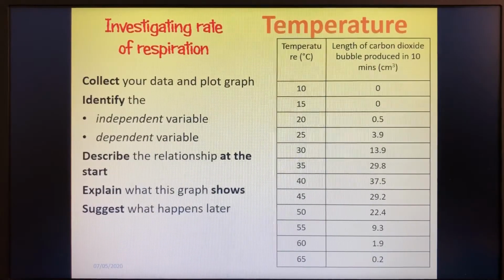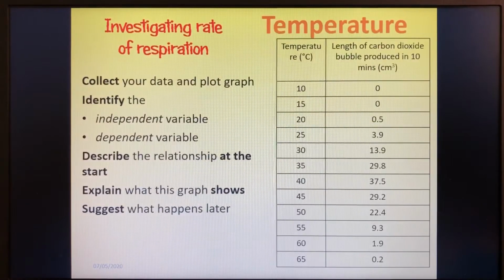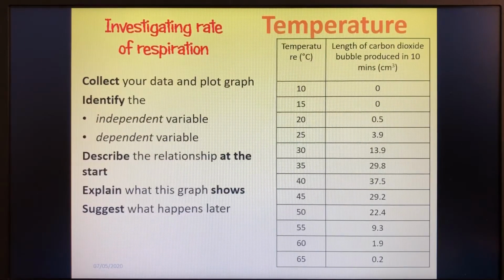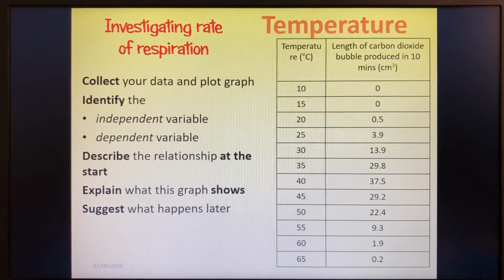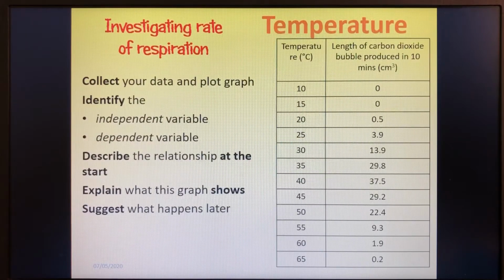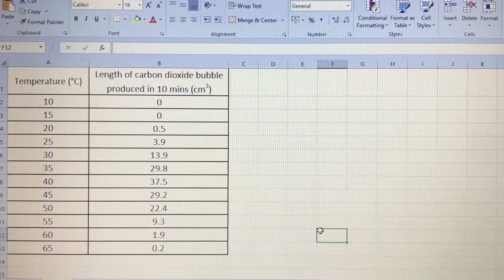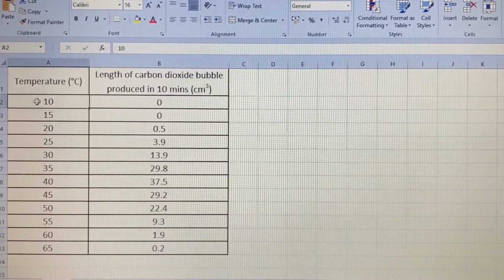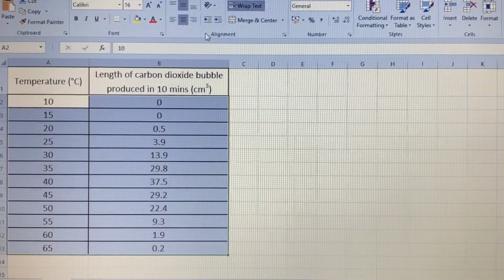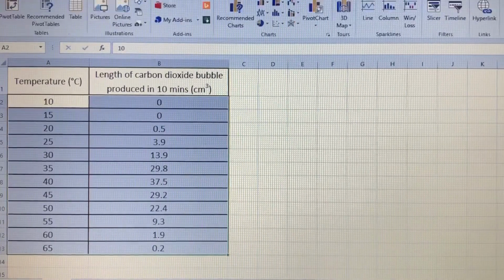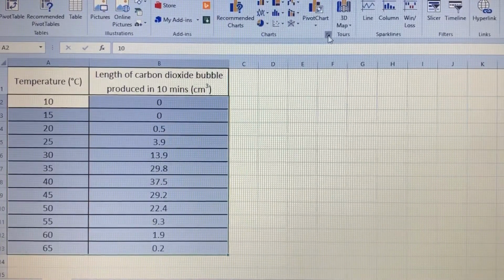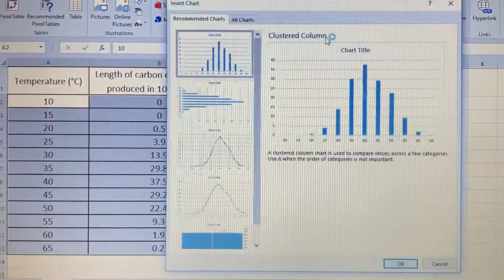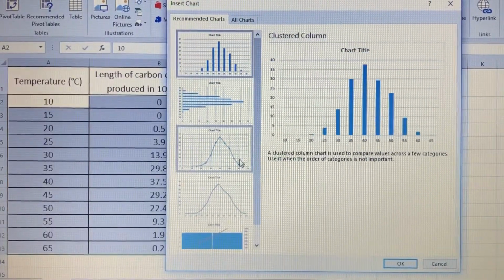Okay, now you can do a graph on graph paper, or you can go to Excel as I have been doing before, and that's where I'm going now. If you need extra time to collect these results and write them in your table, then pause now. So as you can see, I've put all of my data into Excel now, and I'm just going to highlight that data that I want to put into my graph, and I'm going to insert that graph. And I've got continuous data, so I'm going to go for a line graph.